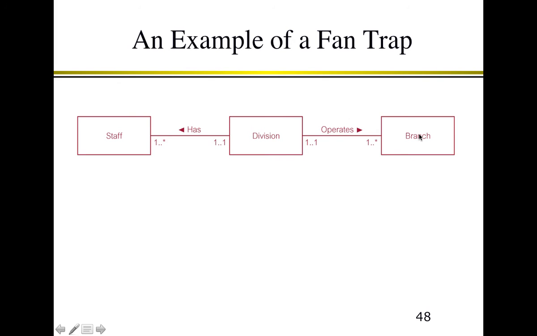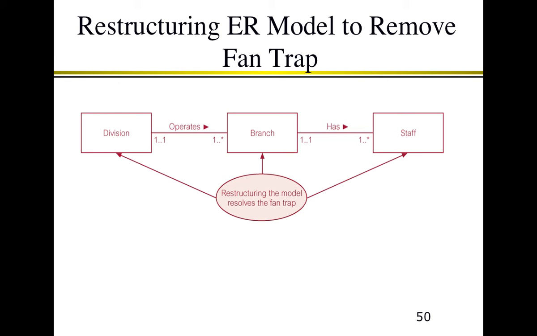We know there's a connection because the staff work at branches, but we don't know which staff are working. The staff are working at divisions, and the divisions are at the branches. But we don't know which staff is working at which branch. So we reorder the diagram, and it tells us which branch by taking the division to a branch, and the branch has the staff. We switch the orders of the entities around, so we could tell which one was at which one.